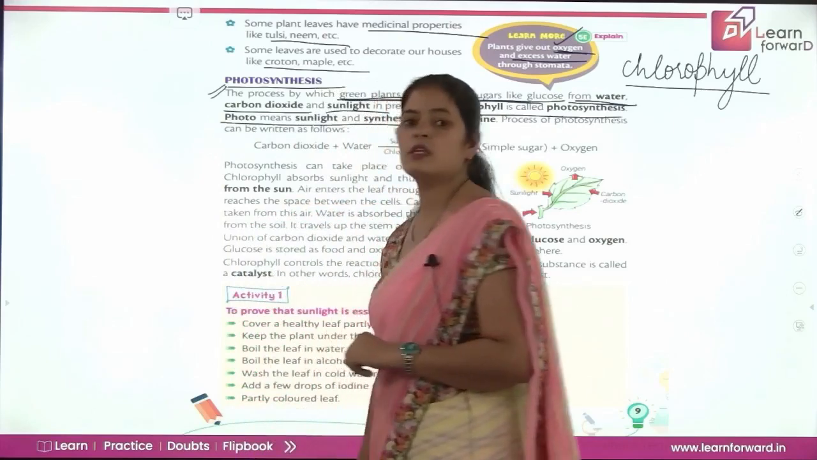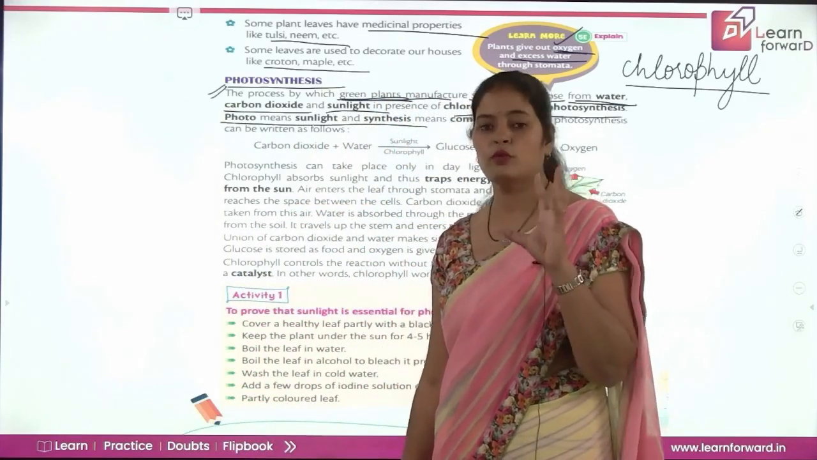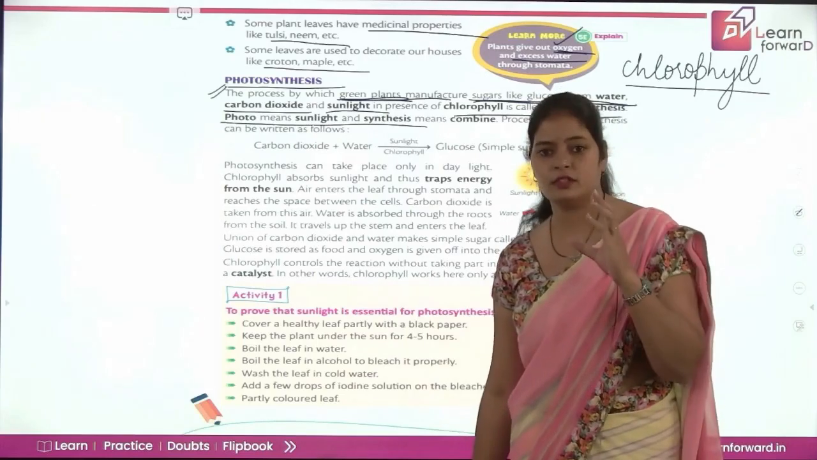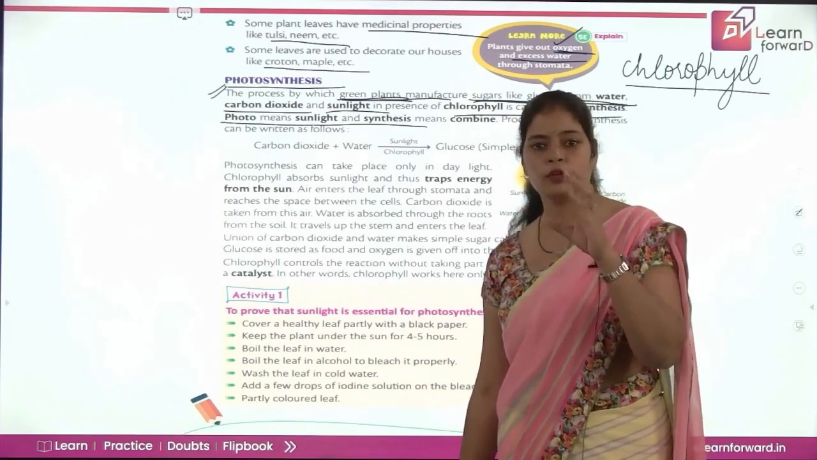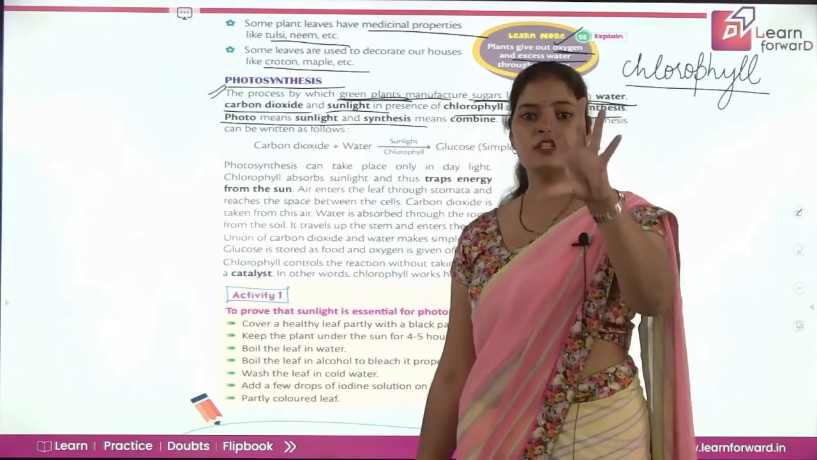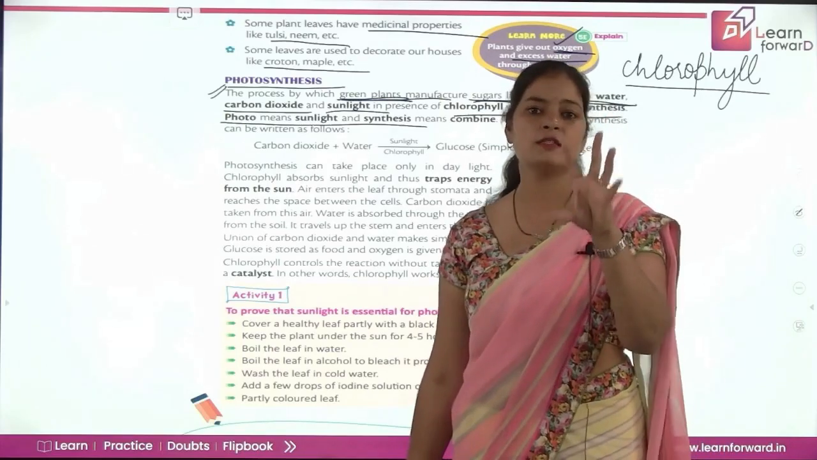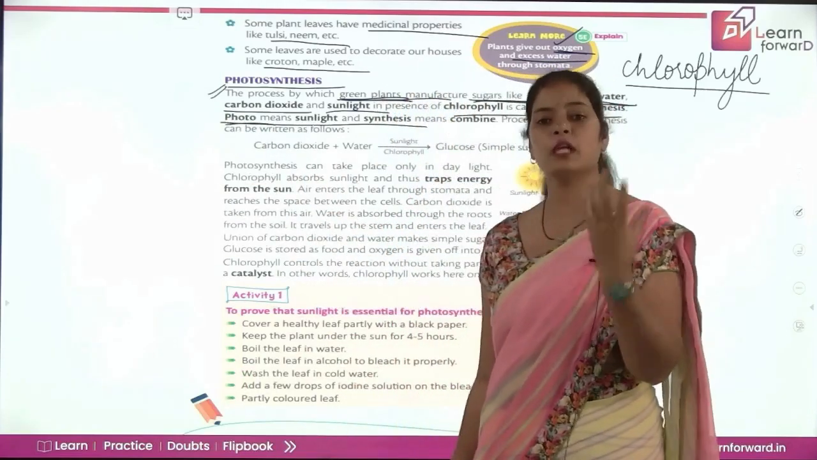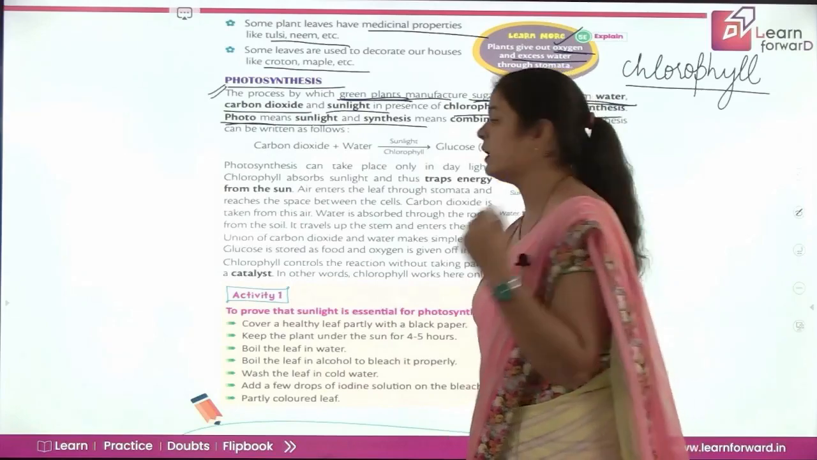Photo means sunlight. Whenever you go to a photographer, or whenever you click a photograph with your phone, what do you do? You just click on it and a flash of light comes and your photo has been clicked. So the same happens here. Photo means light. And what type of light? Only sunlight is required.